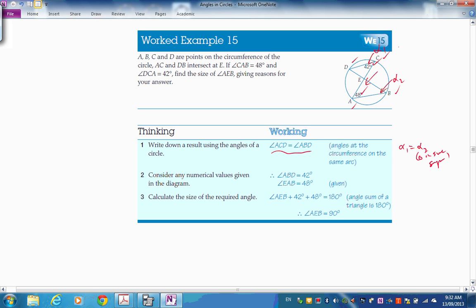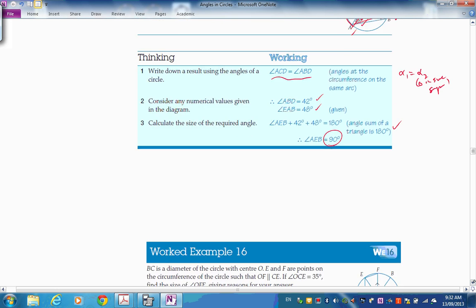Therefore, angle ABD is 42, angle EAB is 48, and therefore, sum of angles of a triangle, that angle AEB must be 90. So are you having fun here? You're pinching this one and putting it over here because alpha 1 equals alpha 2, they're sitting on the same arc, aren't they? You've got to remember the theorems, so you might have to make a little note of all of those. So they're your tools in deductive geometry.